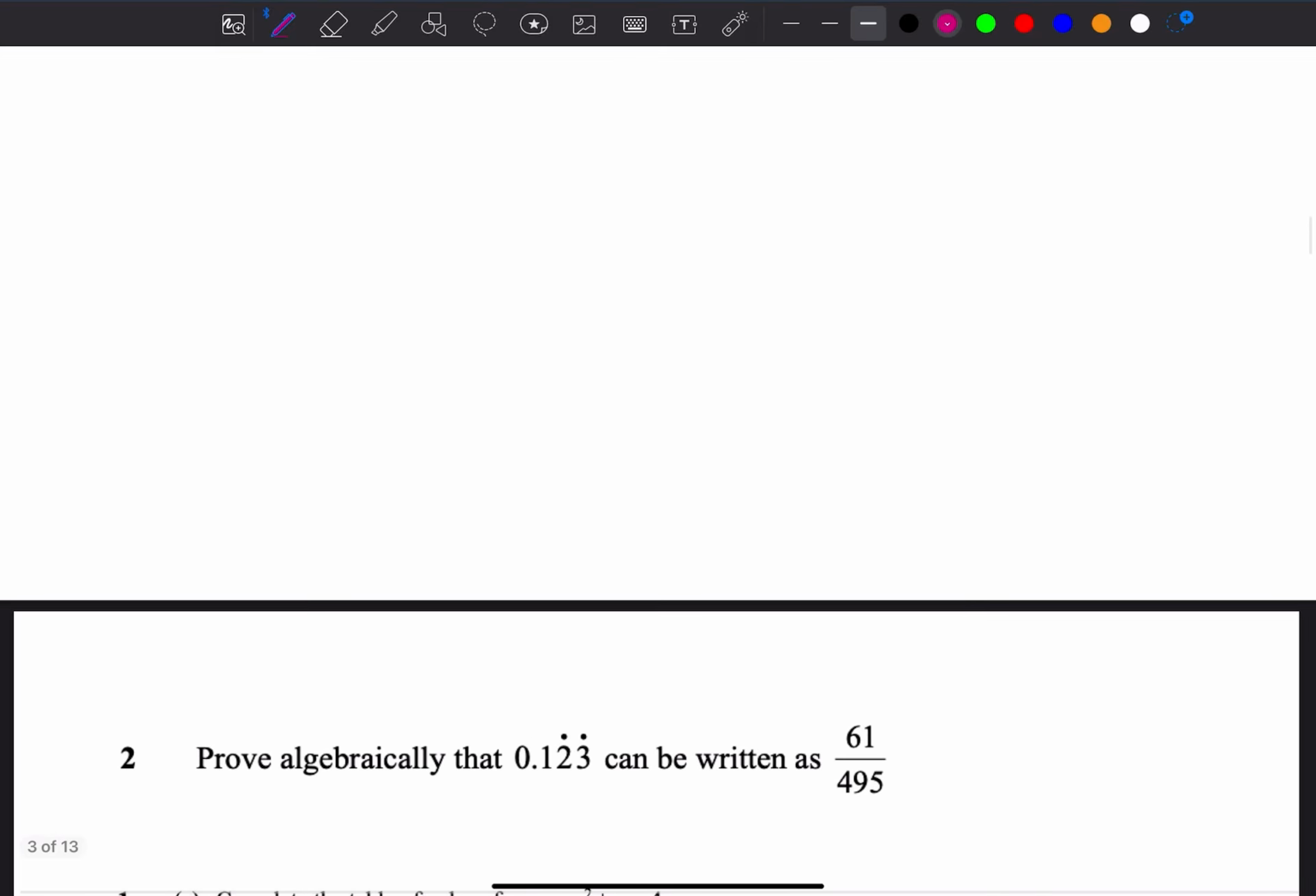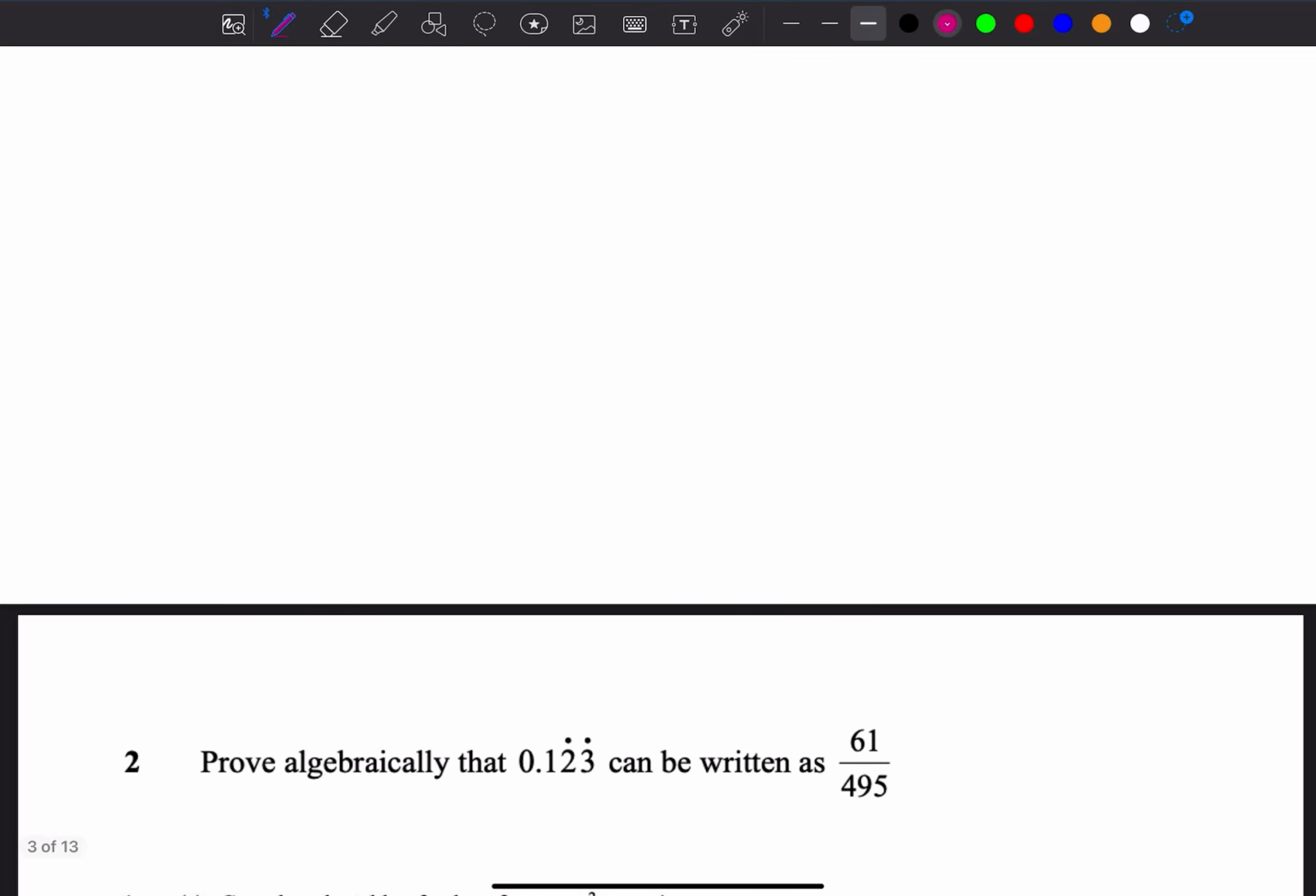This one, I'll do it on the top here. 0.0123. So we will say let x be 0.0123232323, and because the 2 and 3 are recurring, however you want to write it. How many digits are not recurring? Just one, so times it by 10. That's 10x is 1.23232323.